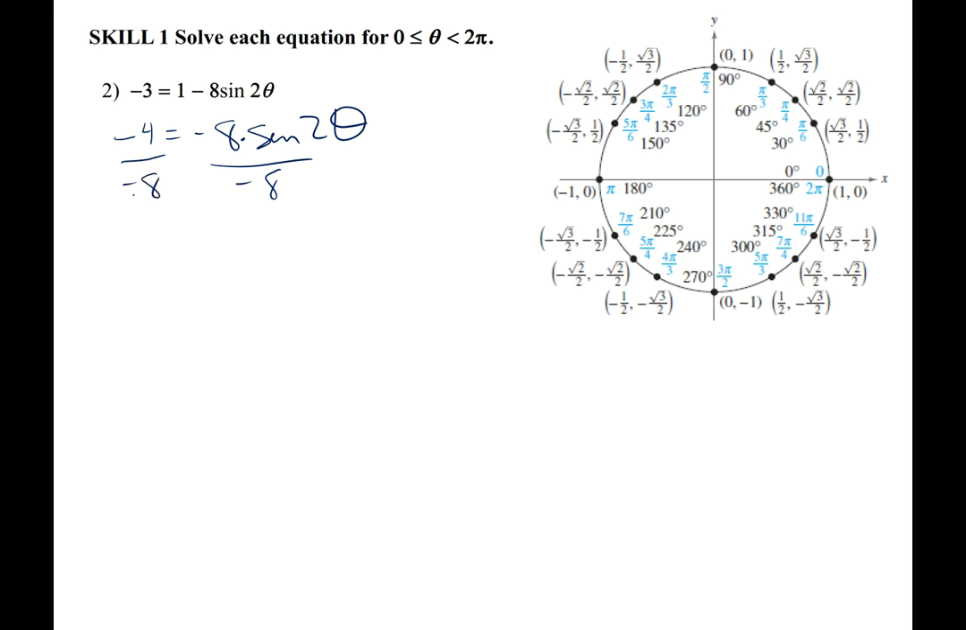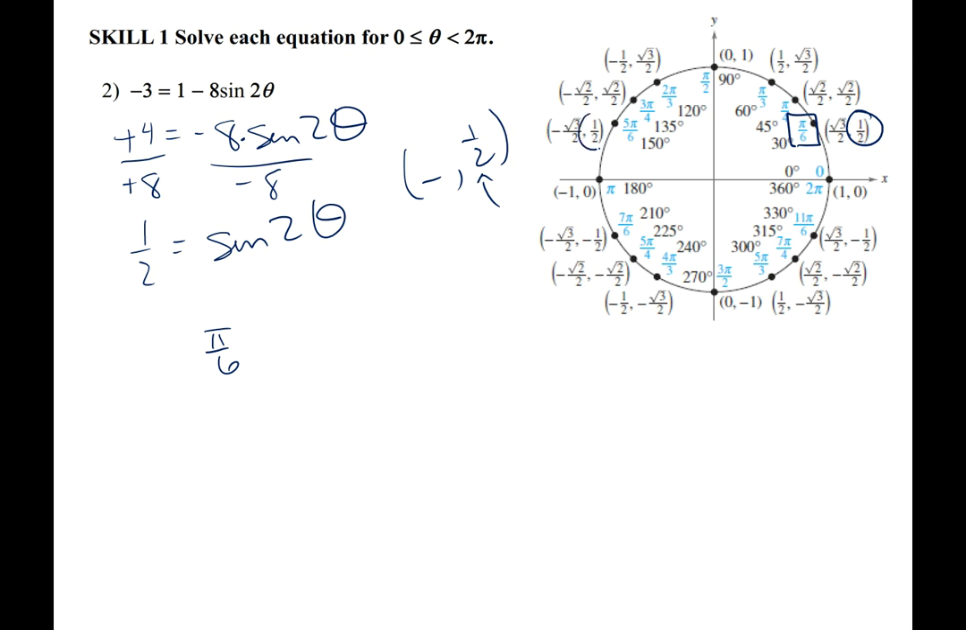This is a double negative, so it goes positive, and that reduces to 1/2 equals sine 2 theta. We know that the sine is the y value, so I need to look on my unit circle for every time the y value is equal to 1/2 and find the radian measure. Here the y value is 1/2, and my radian measure is pi/6. Then I'm going to keep looking. My y value right there is 1/2, and my radian measure is 5 pi/6.